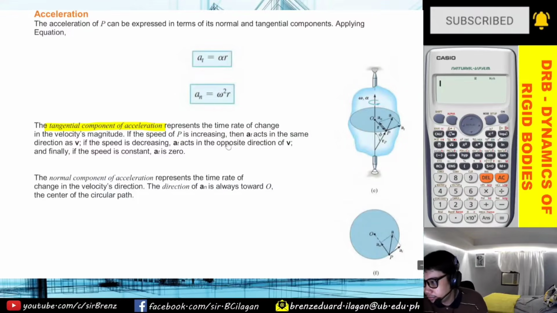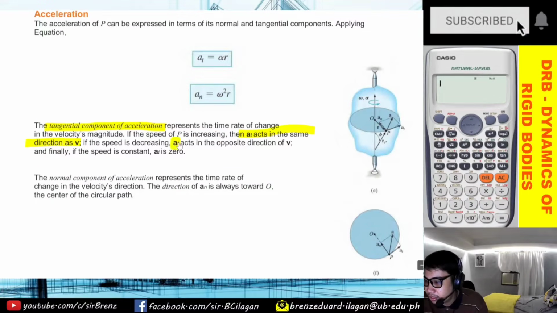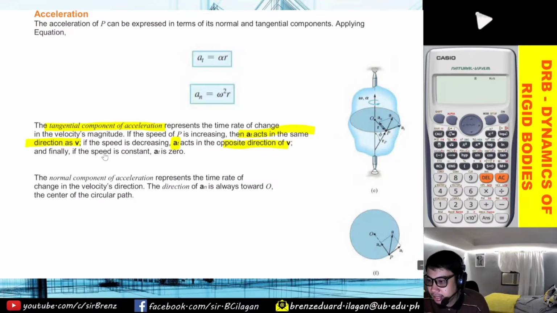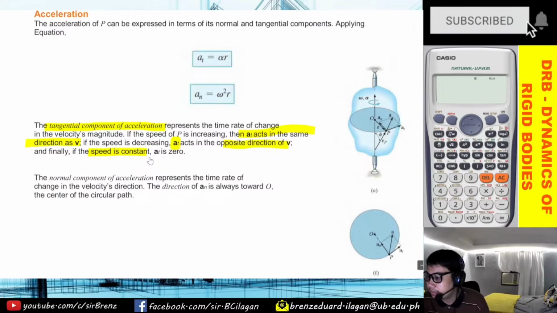So, A_T acts in the same direction as v. If the speed is decreasing, A_T acts in the opposite direction. So it points backward, because it's a deceleration, it slows down, it's a negative value. Opposite the direction of v. And finally, if the speed is constant, A_T is 0.